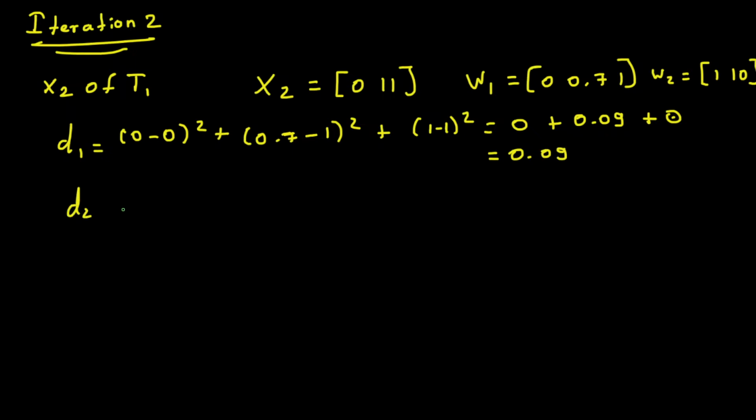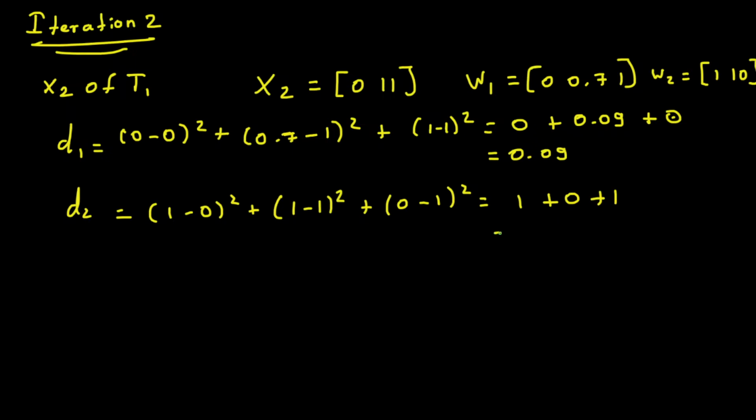And if you calculate D2, we have to look at the distance between W2 and X2, and then again 1 minus 0 square plus 1 minus 1 square plus, actually, 0 minus 1 square. Okay, now 1 minus 0 square, which is 1, 1 minus 1 square, which is 0, and then 0 minus 1 square, which is going to be 1. So here we get 2.